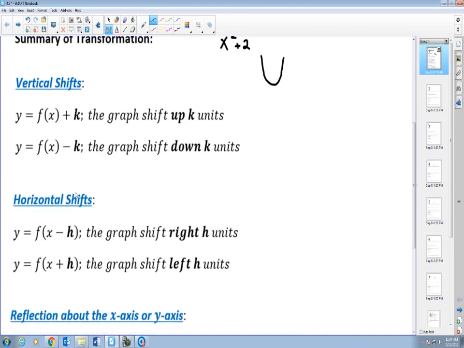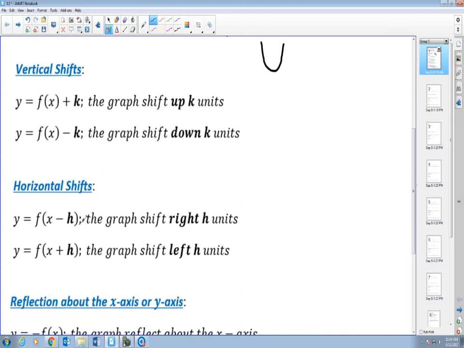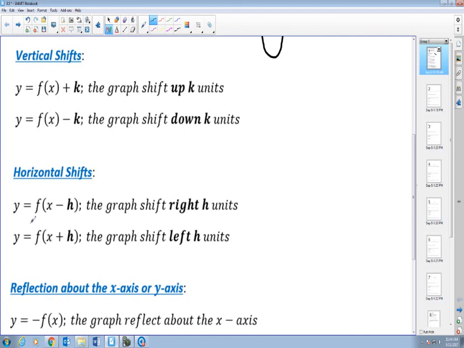Now, if it's inside the function, I'm purposely using h and k just like the vertex. So if it is inside the function, for example, like the square root of x minus 1, the minus 1 or the minus h means the graph will shift to the right h units. In other words, the vertex will shift to the right. If it's a plus h, then the graph will shift to the left that many units.